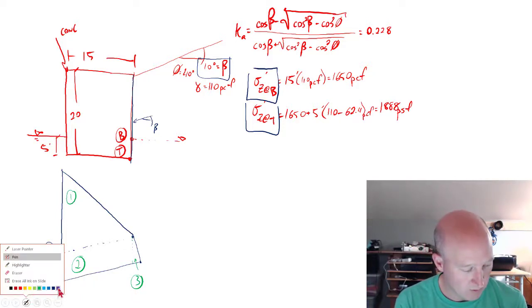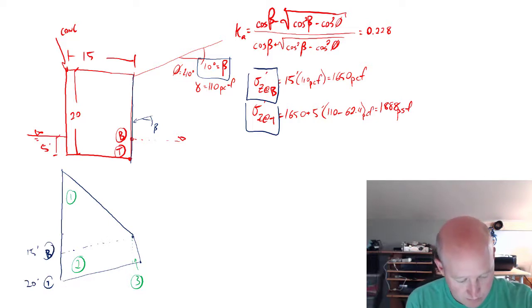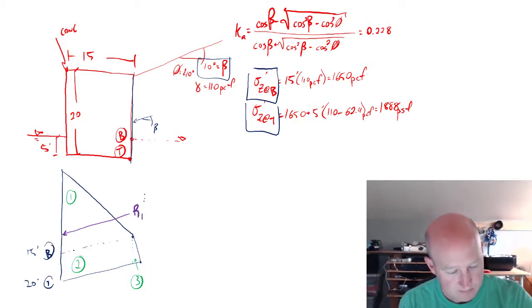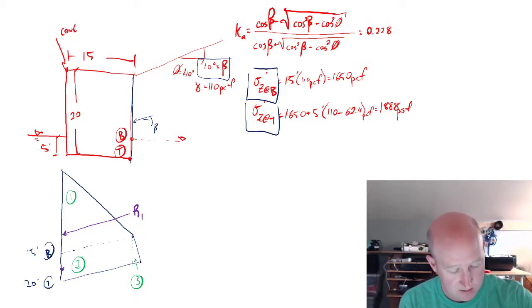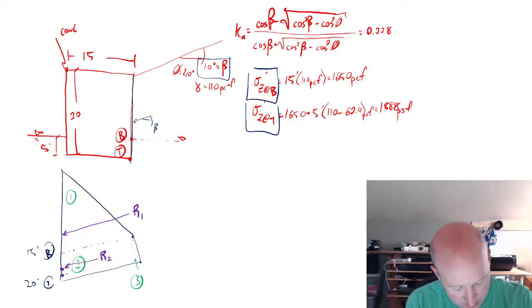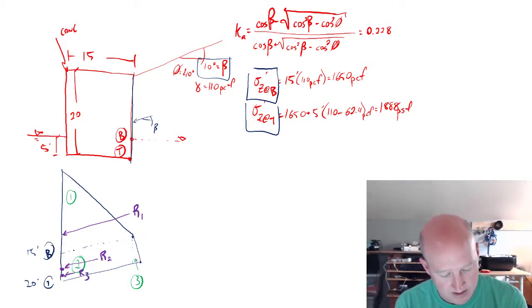So what we end up with is a resultant force, let's call that R1, and it's 2/3 of the way down of 15 feet. This is going to come back here in a second. Maybe we'll make another drawing. And then we'll have a resultant force that happens halfway down from 15 to 20 feet. That's going to be R2. And then finally there's an R3 that just corresponds with the last bit of the triangle.